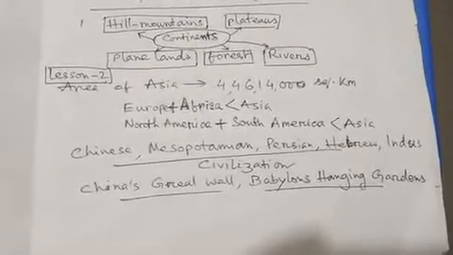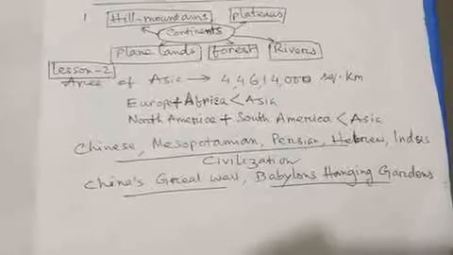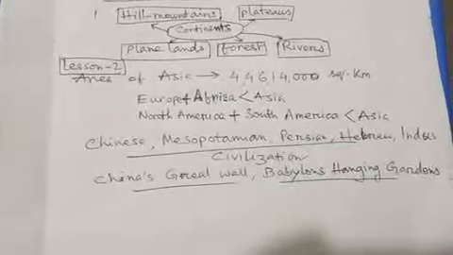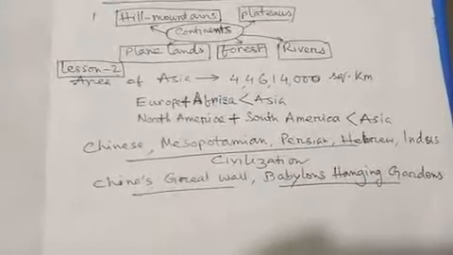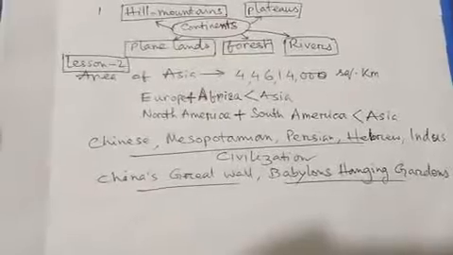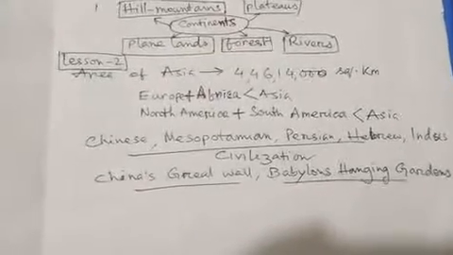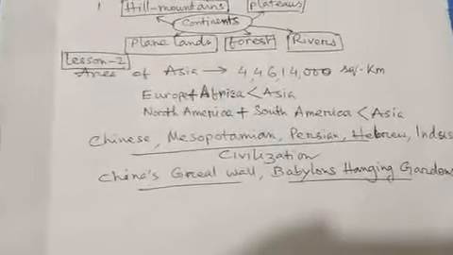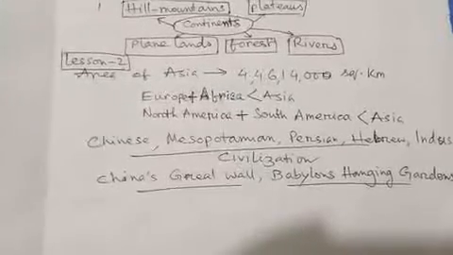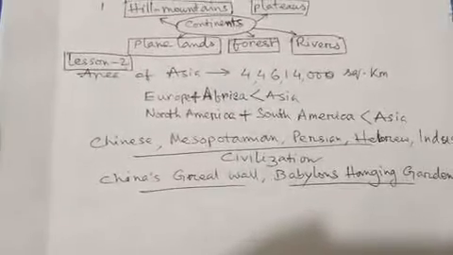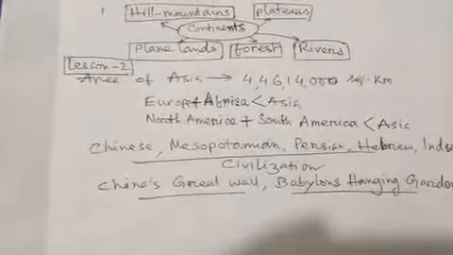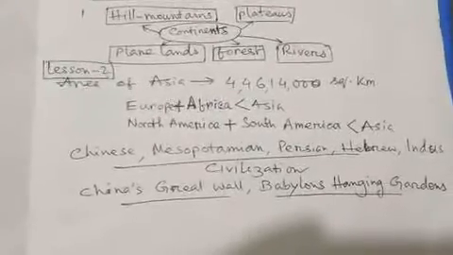So one more thing, most civilizations like Chinese, Mesopotamian, Persian, Hebrew, and Indus civilization developed in Asia. You heard it in the previous chapter. When the light of civilization did not reach Europe and Africa, at that time civilization developed in Asia. So China's Great Wall and Babylon's Hanging Gardens, these notable places are situated in the continent, that means in Asia.